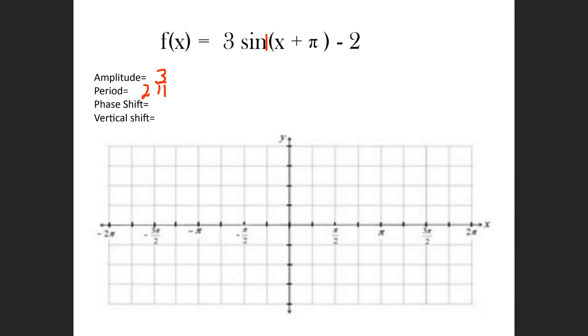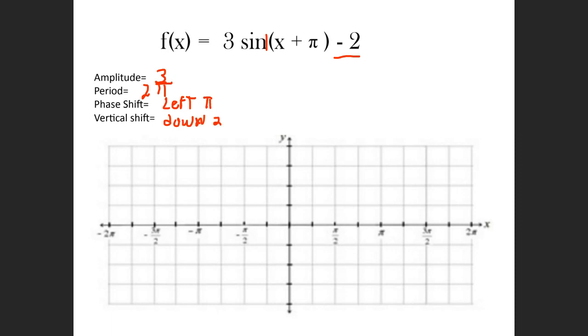Phase shift. Okay, that's left or right. So how far am I going to shift left or right? Left pi units. I agree. Left pi units. Vertical shift. Am I going to go up or down? Up 2? No. Down 2. This -2 is telling me that I'm going to shift that graph down 2.